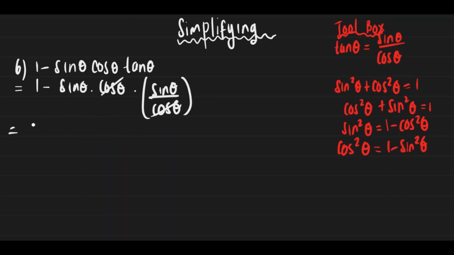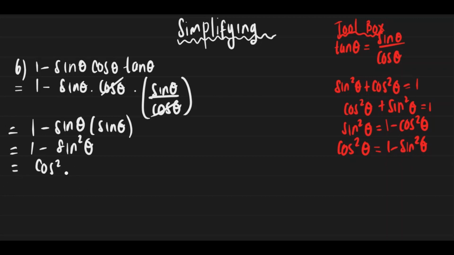It's going to be 1 minus, what's going to be left here is going to be sine theta, and the one that's in the bracket, which is sine theta. Sorry, sine theta. Then we know that sine theta multiplied by sine theta is going to give us sine squared theta. So this is going to be sine squared theta because it's both of them. Then we have 1 minus sine squared theta. This can be changed into this one. So it's going to be cos squared theta. So this will be your final answer.